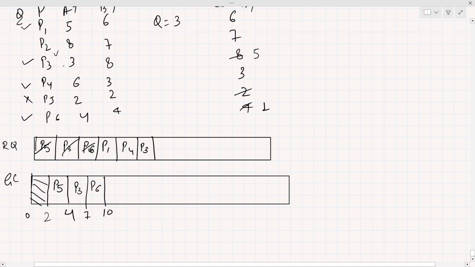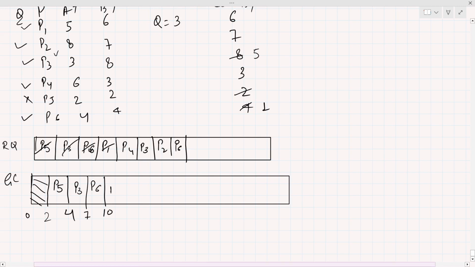And now we have to check whether, at 10, some processes are able to execute or not. P2 is left. Now P2 can be added to the queue. So P2. After that, we have to check whether the process we just ran has some burst time left or not. So yes, it has some burst time left. So P6 is also added to the ready queue.